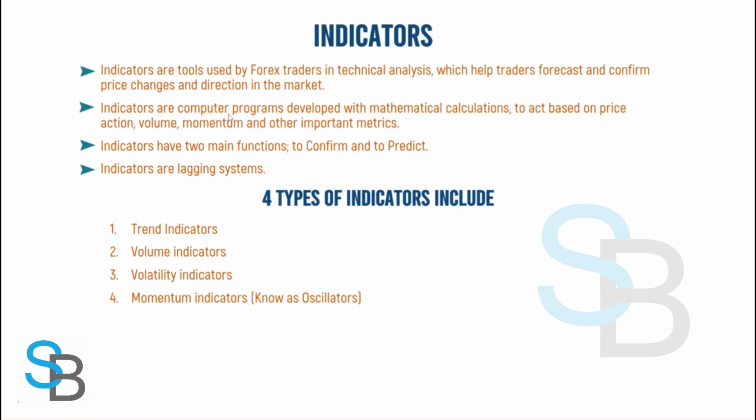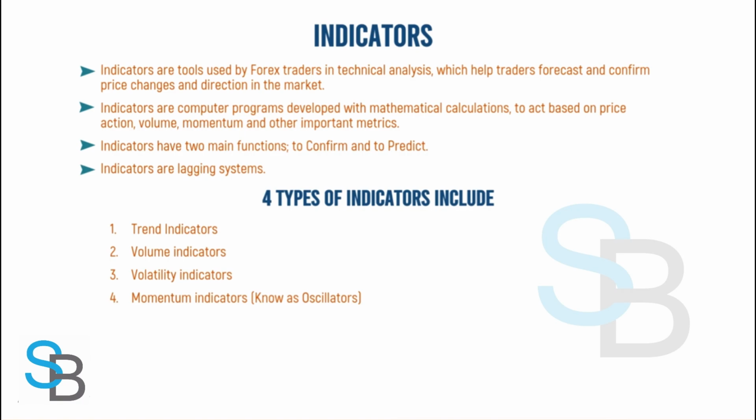So indicators are computer programs developed with mathematical calculations to act based on price action, based on volume, based on momentum, and other important metrics. So these are programs created by programmers, okay, for forex trading, of course. So they act based on certain metrics in the market, like price action, like volume, like momentum, and so on and so forth.